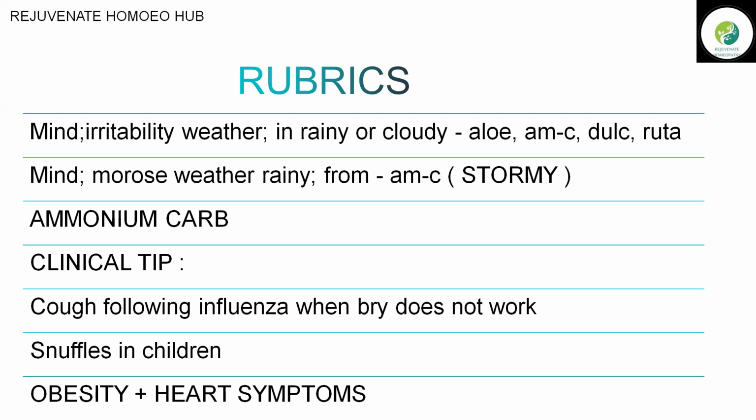Another key information of Ammonium carb is that Ammonium carb patients are obese. There is one rubric in Synthesis, general sedentary habits in obese, with only two remedies, Ammonium carb and Cocculus. These two remedies, with obesity, with heart symptoms, with sedentary life, think of Ammonium carb.